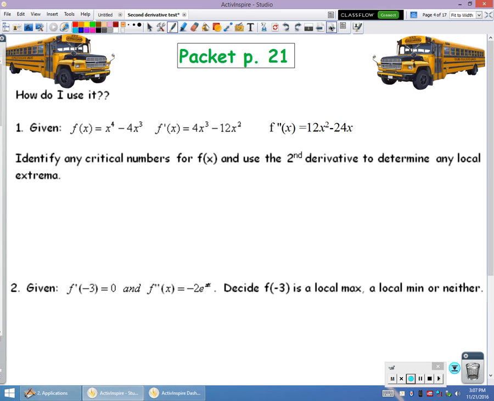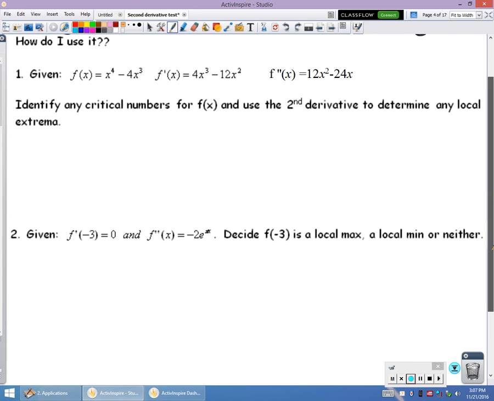We have the first example. We've been given a fourth degree polynomial function. I've already calculated the first derivative for you. So here's the first derivative. And here we have the second derivative already done for you to save a little bit of time.